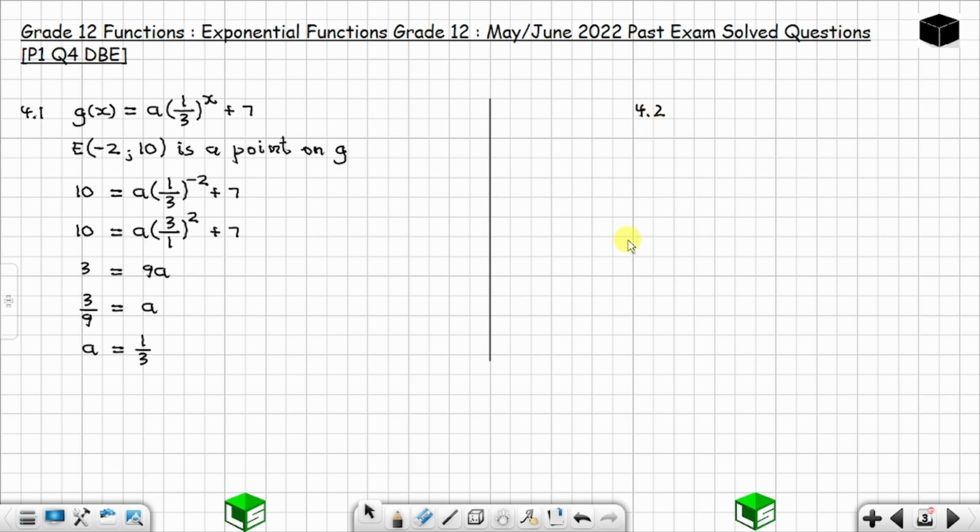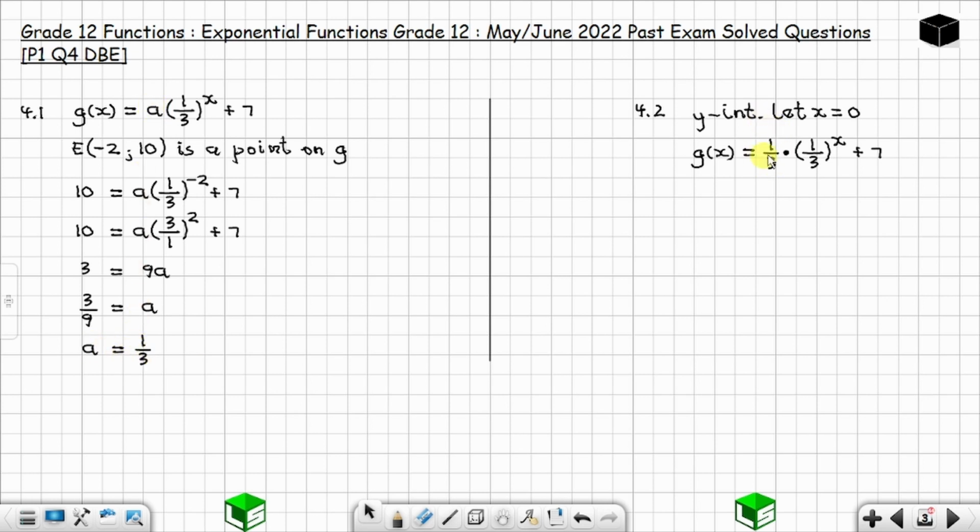Okay, we need to get what? The y-intercept. To get the y-intercept, what you do is you let x equal to 0. So you make x equal to 0. Okay, so g of x is this, right? Remember, I have replaced my a with 1 over 3 because we calculated a.